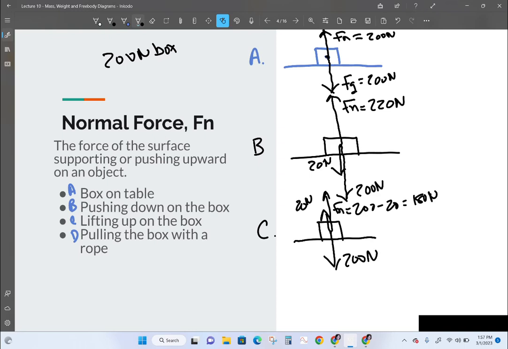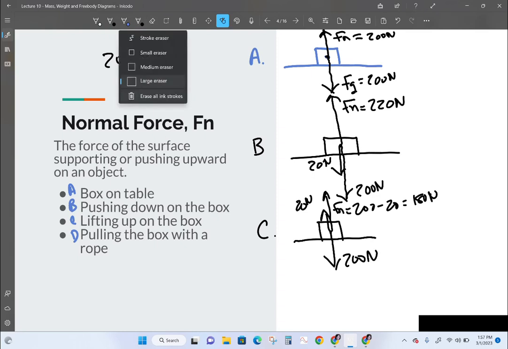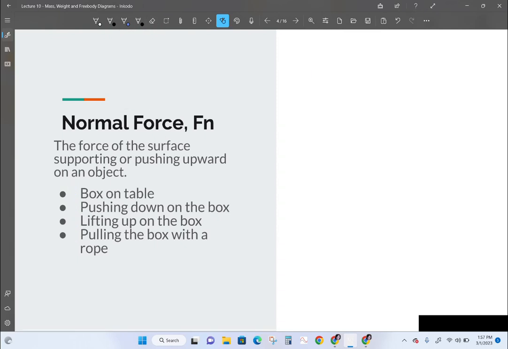So let's talk about pulling a box with a rope. In this case, we're going to have a 200 newton box, and we're going to pull it with a rope that has a tension of 100 newtons at 30 degrees.